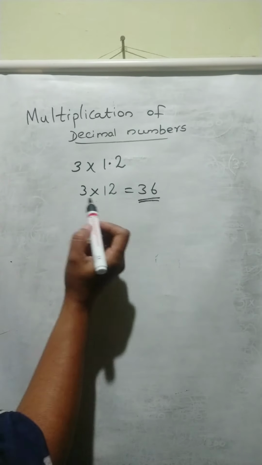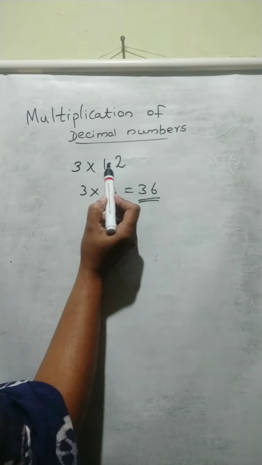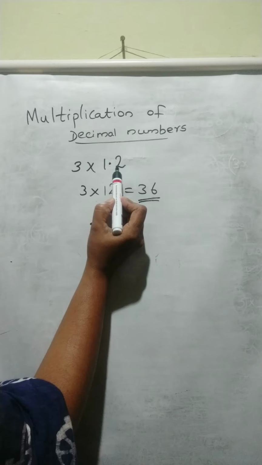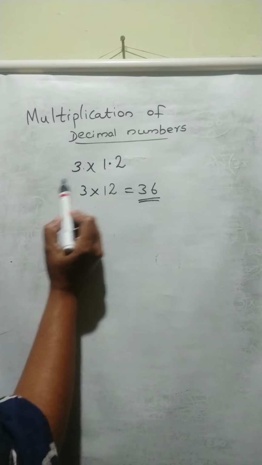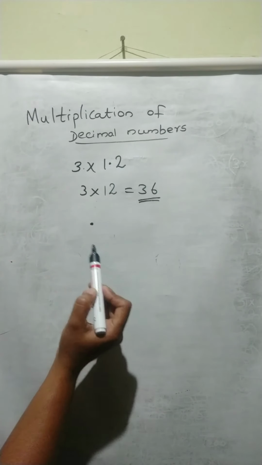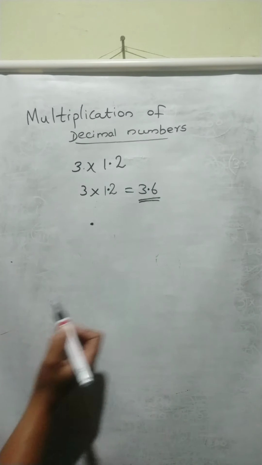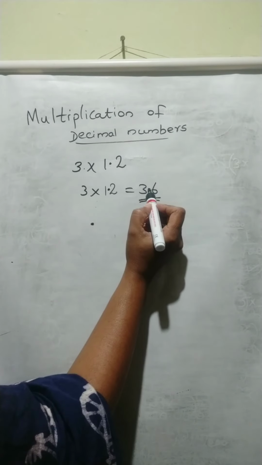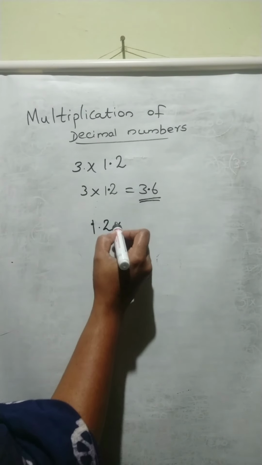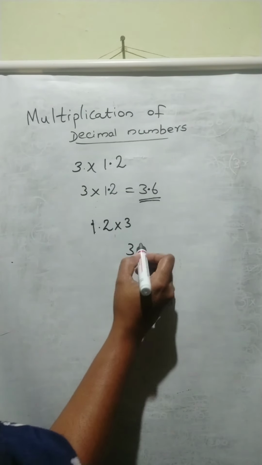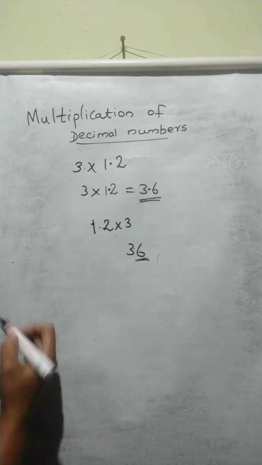Okay. Now count how many digits there are after each decimal point. Here one digit is there. Here there is no decimal point, so no digit after the point either. So here only one decimal digit is there. So in our product we keep one decimal point. After the decimal point one digit will be there. If it is 1.2 multiplied by 3, actually 12 threes are 36. Total decimal digits are only 1. So 3.6 itself.